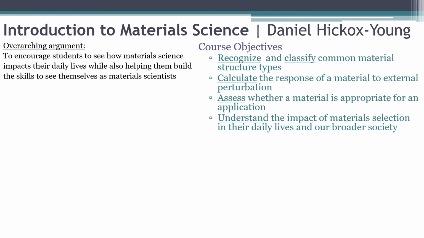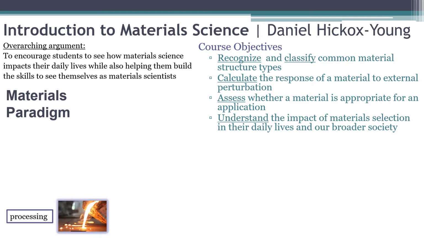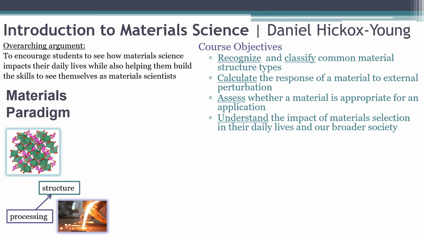One of the tools used to achieve these objectives is the materials paradigm, which is a framework for studying the different aspects of materials innovation. On one end of the spectrum, we have processing, or how a material is made, with an example being the molten metal here being heated to high temperatures before being cast in a mold. The processing of a material determines its structure. We can look at structure at a variety of length scales, but an example shown here is of the nanoscale arrangement of atoms in a crystal structure.